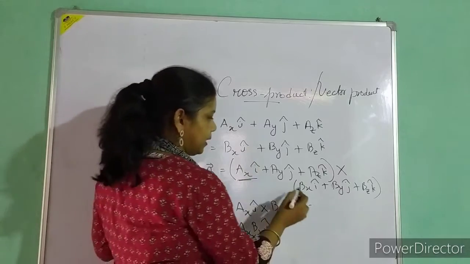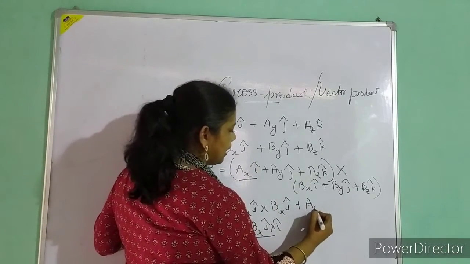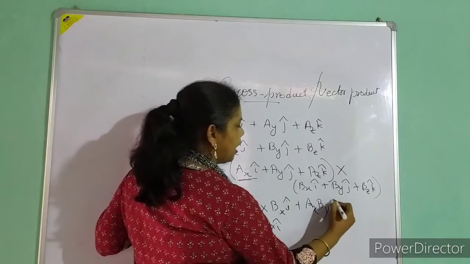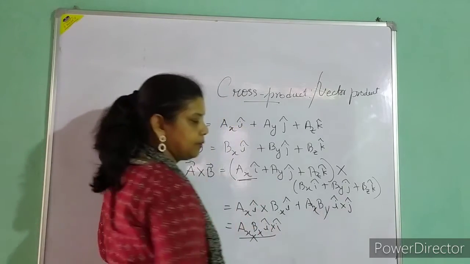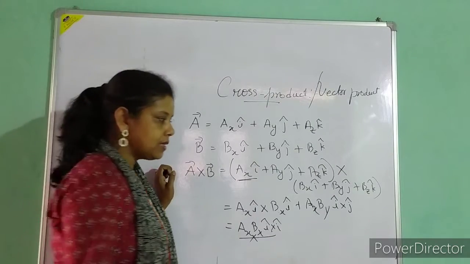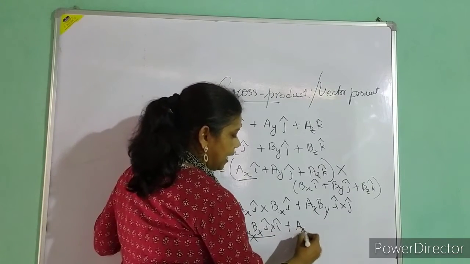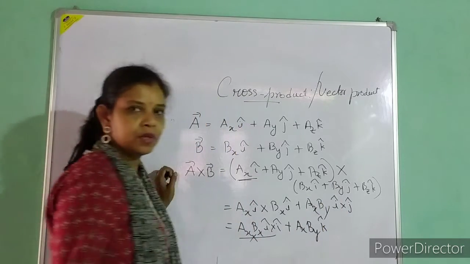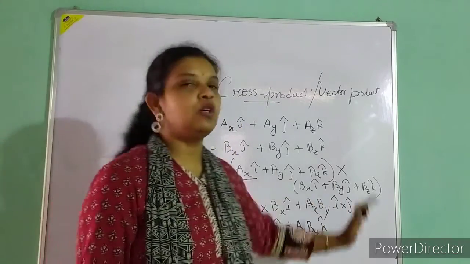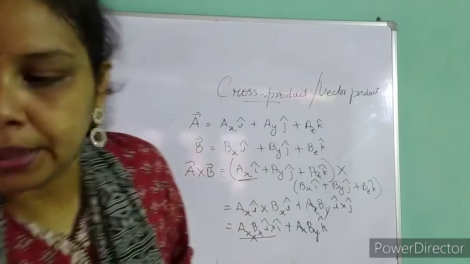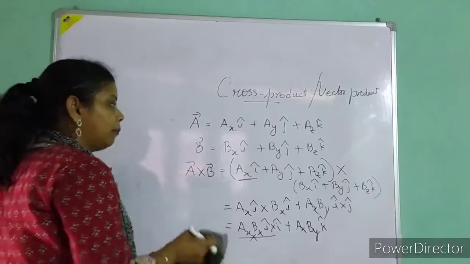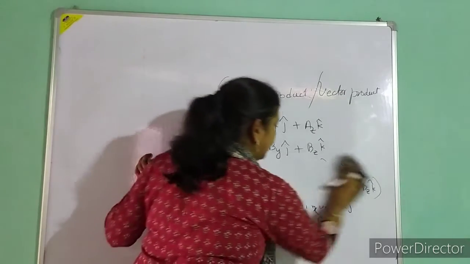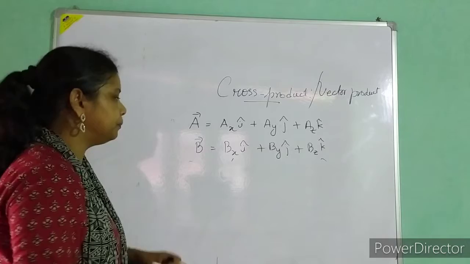But the second one, what is that? AX, BY is there, it's okay. Then it will be i cross j. So plus AX BY, but i cross j is what? k, right? Understood? So similarly we will go one after the other. I have to multiply in that way if you want. That is one method. I am not going to do it this way, I am going to do it in a different method.